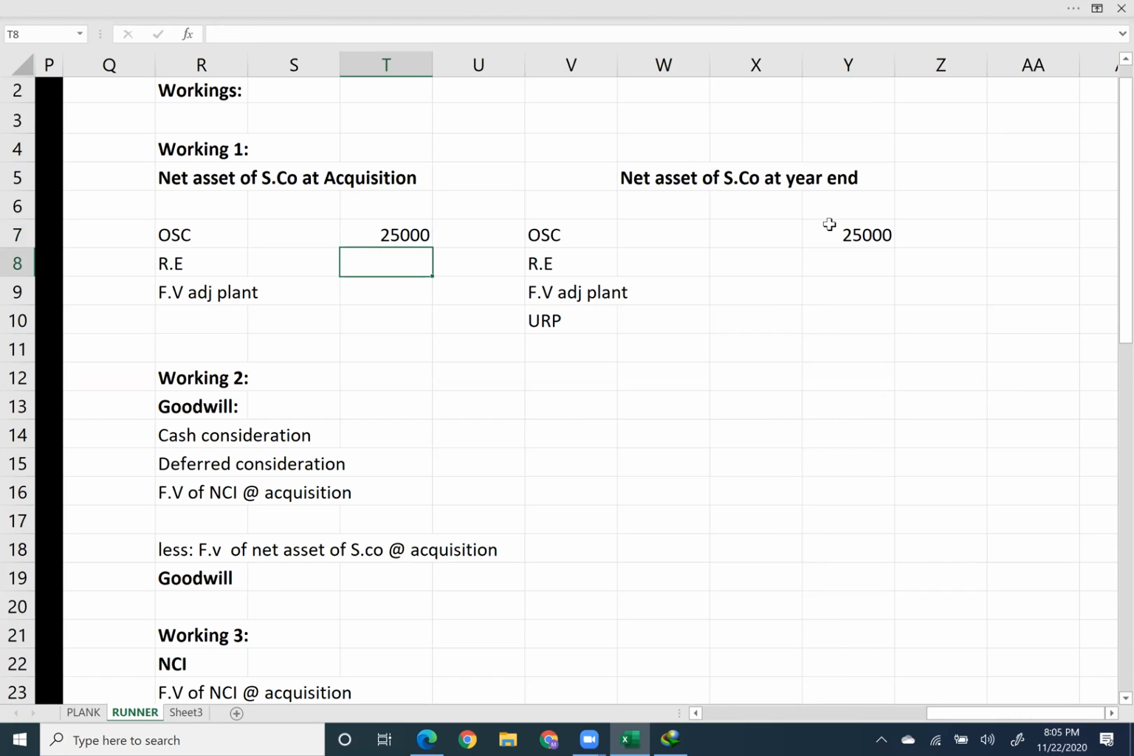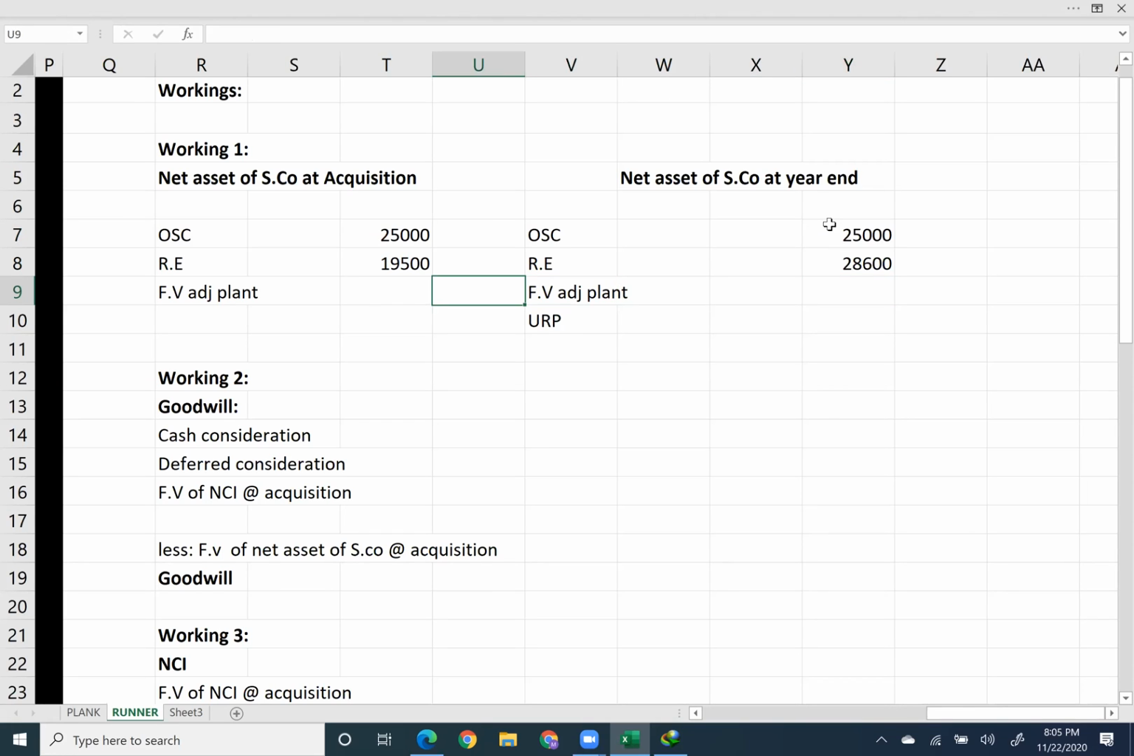I hope you remember. Now, what's the retained earning of S company at the date of acquisition? You go in the first paragraph. Retained earning is 19,500. And what's the retained earning at the year end? Go and check the balance sheet. 28,600, right? So I'm going to make the packets.